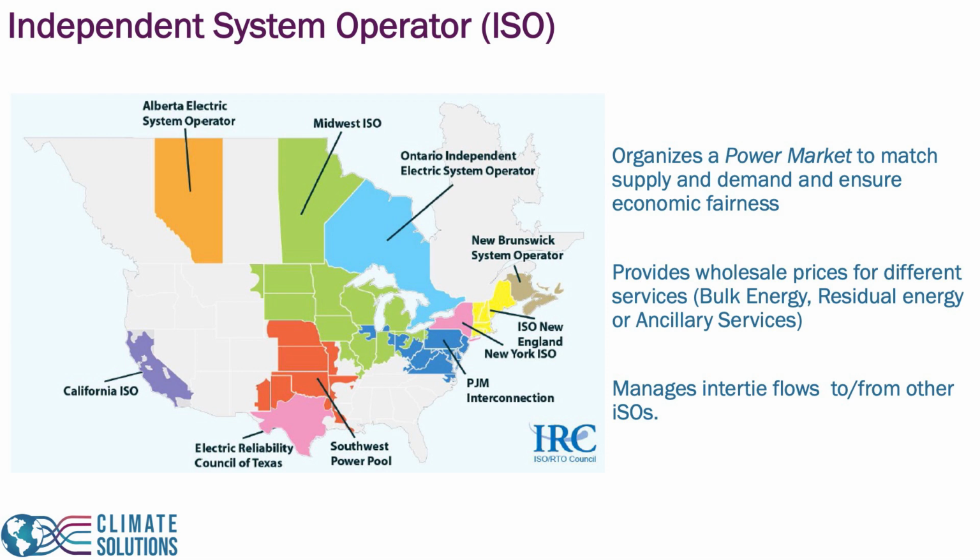As a result of running a reliability-constrained power market, the ISO provides wholesale electricity prices. In fact, there are multiple services that are required from the market, and each one gets an appropriate price. These include services like bulk energy and residual or ancillary services, which we will talk about in a moment. Finally, the ISO also manages the flows of power to its neighboring ISO regions by carefully scheduling and controlling the flow across its borders.